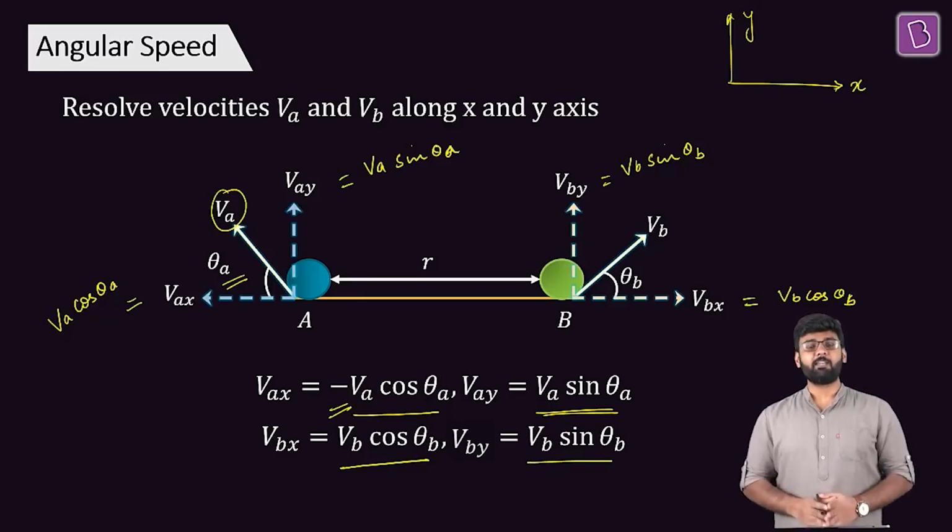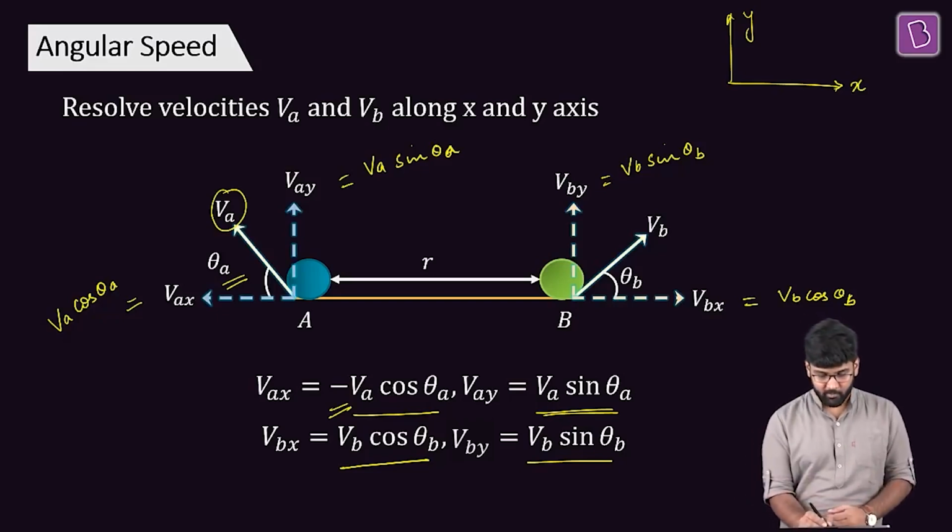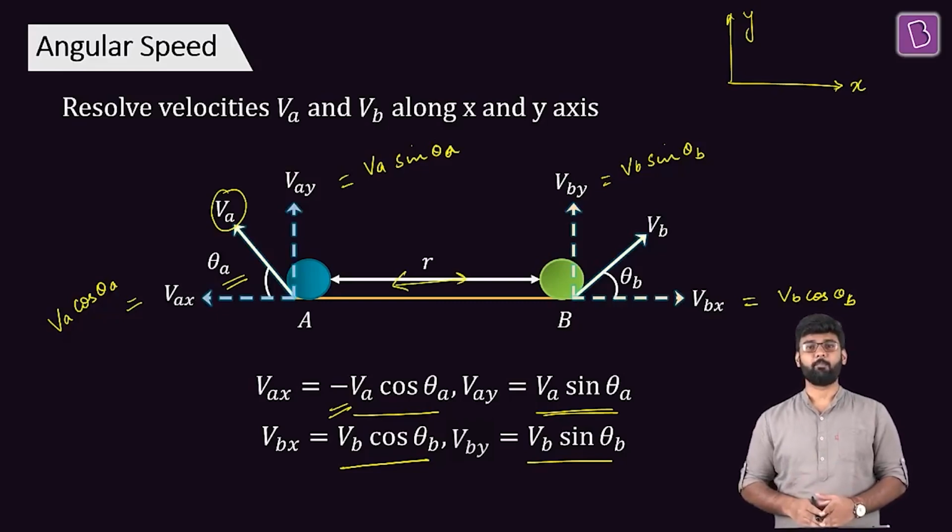Now, in which direction should we find the relative velocity to find the relative angular velocity between these two particles? Whether it's in the x direction or in the y direction. You can see in the figure, the line joining these two points is along the x-axis. So we should find the relative velocity in the direction perpendicular to this line, which will be the y-axis.